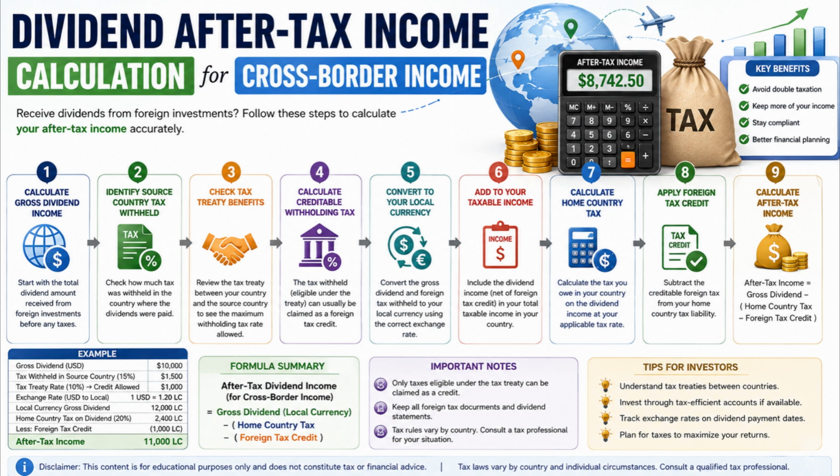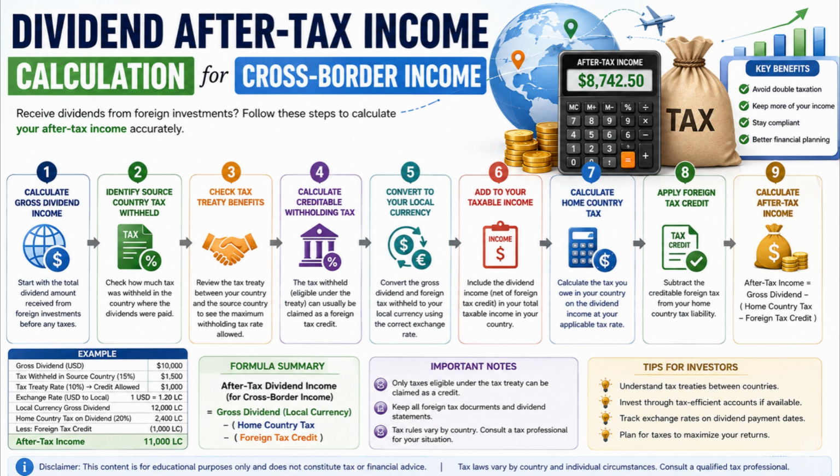Moreover, investors should keep all foreign tax documents, dividend statements, and exchange rate records organized. They should also understand tax treaties between countries, track exchange rates on dividend payment dates, and, if possible, use tax-efficient accounts. These habits make cross-border income planning much easier and more accurate.